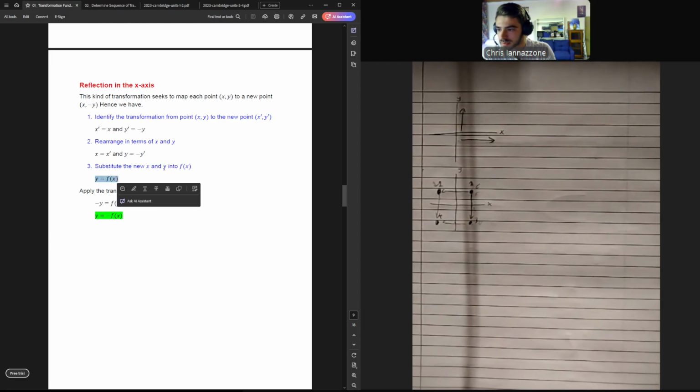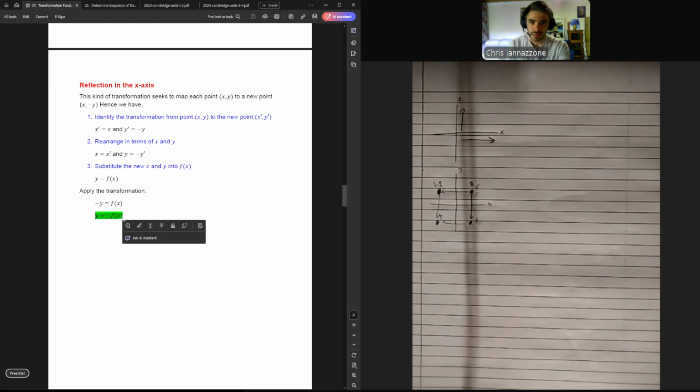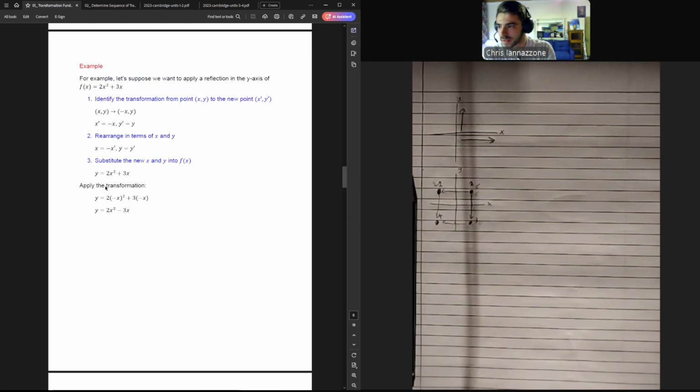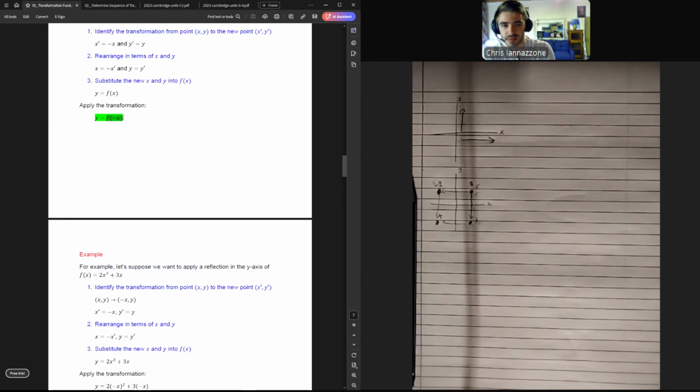But otherwise, the process is identical. Rearrange for y, sub into f of x. So negative y is replacing the y. And then because we want to have y on its own, when we work with functions, that negative sign is going to get flipped over to the other side by multiplication. And so you see that when you have a reflection in the x, the negative sign is applied to the entire function rather than just the x, like in the previous circumstance.